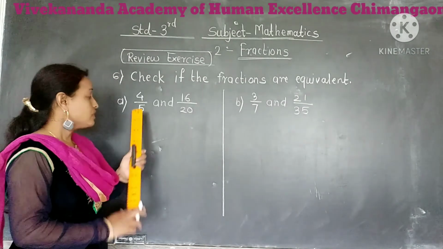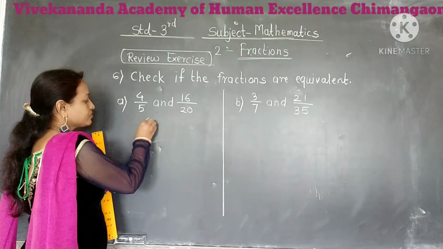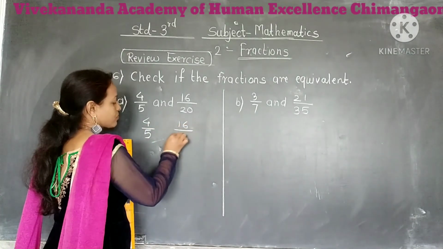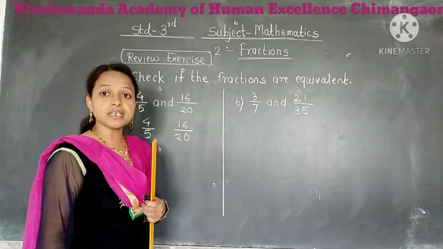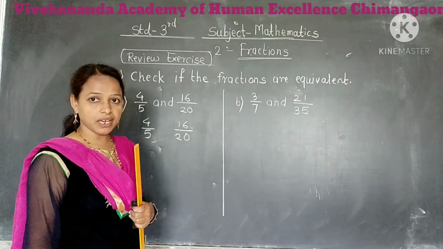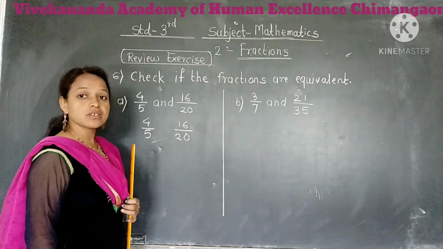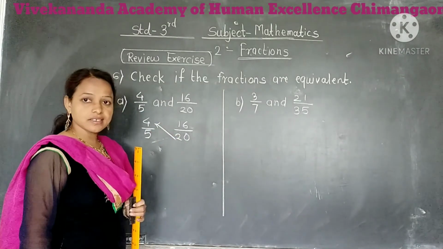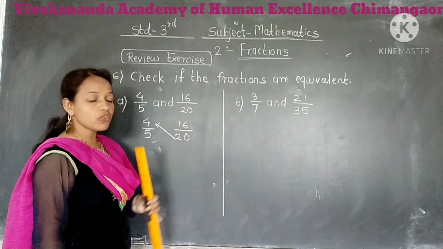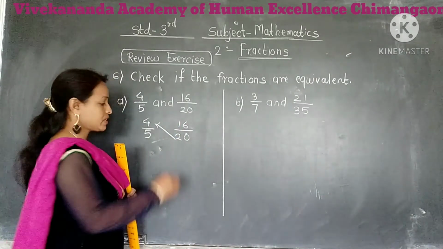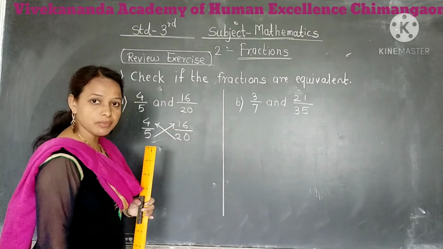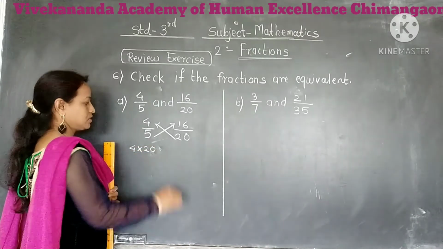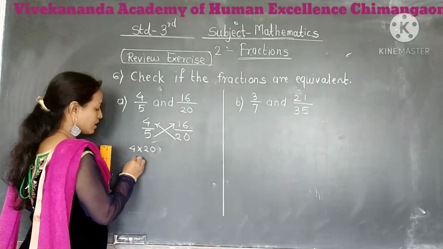So, look here. Here, the first fraction given is 4 upon 5. And the second fraction given is 16 upon 20. Cross multiplication means what? We have to multiply the numerator of the first fraction with the denominator of the second fraction, as well as multiply the numerator of the second fraction with the denominator of the first fraction. So we will multiply it. So 4 multiplied by 20 and 16 multiplied by 5.